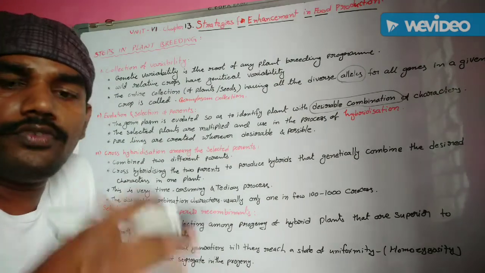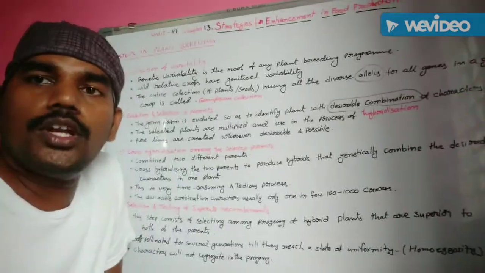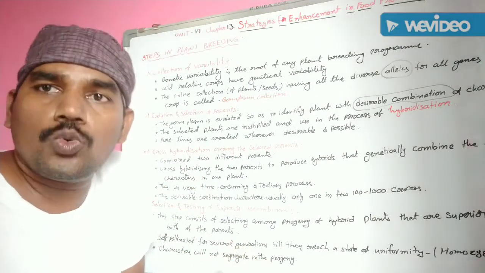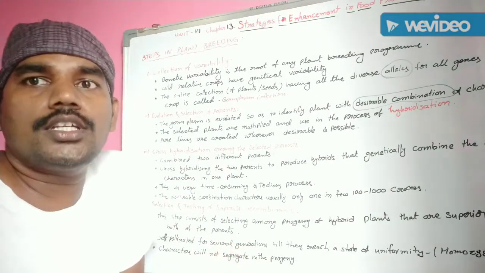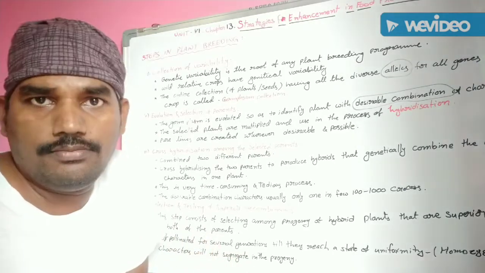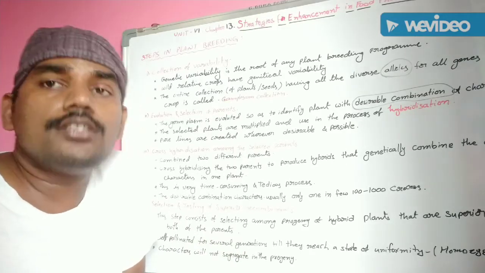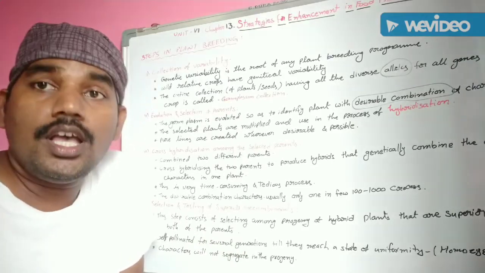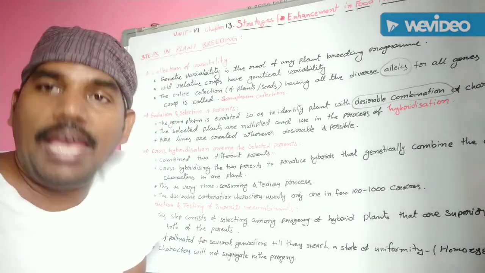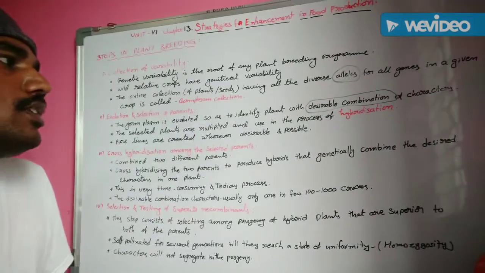You already know hybridization from the first year program. That is emasculation: anthers are removed from the bisexual flower. Emasculation, bagging, artificial pollination, rebagging. The first step is emasculation, the second step is bagging, the third step is artificial pollination, and the fourth step is rebagging. This is the artificial hybridization process.